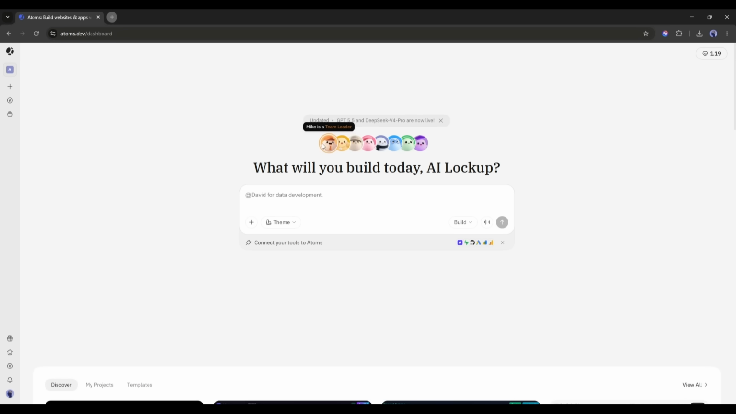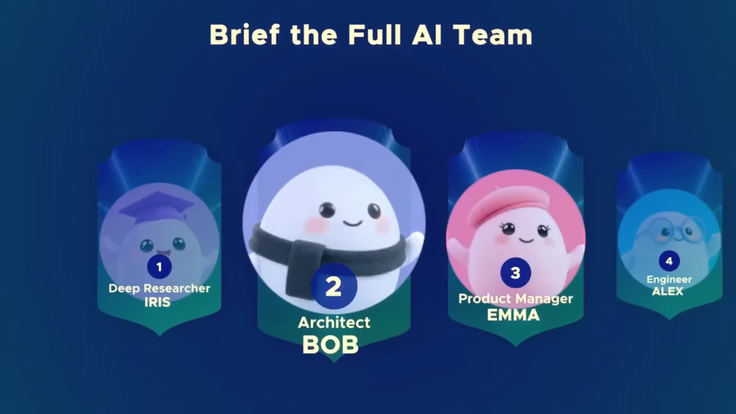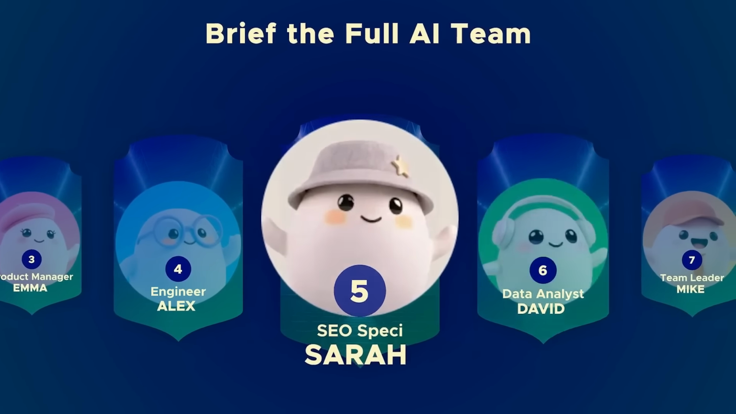Here at the top of the prompt box, you will find some avatars. They are basically your teammates. Mike is the team leader who leads the team. After that, Adrian is the ads specialist. Sarah is SEO specialist. Ema is product manager. Bob is architect. Alex is the engineer. Davis is data analyst. And Iris is deep researcher. It's like having a full production team in your pocket.